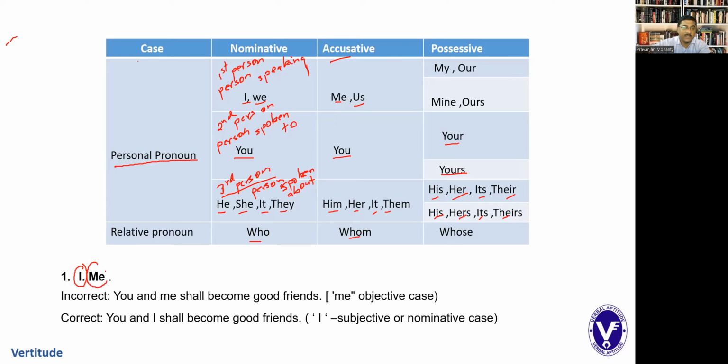Me and mine, the use of it. You and me shall become friends. Now look at this. You and me shall become good friends. Now shall is a verb. Before the verb, as I was mentioning, it has to be the subjective case and not the objective case. So here, subjective case is I. You and I shall become good friends. So me is an objective case, so it cannot come before the verb.